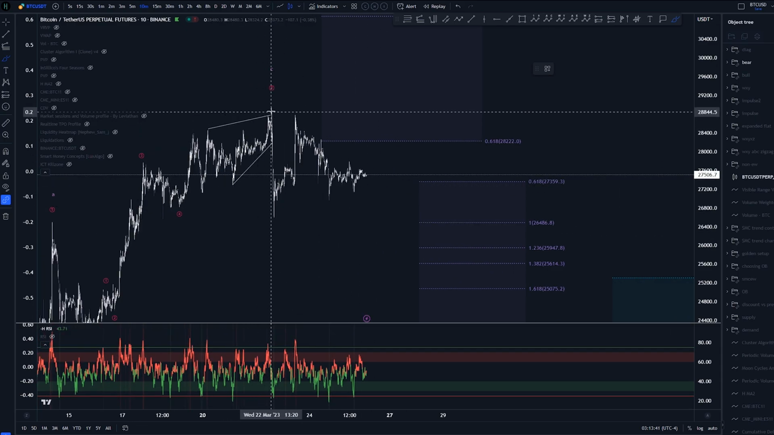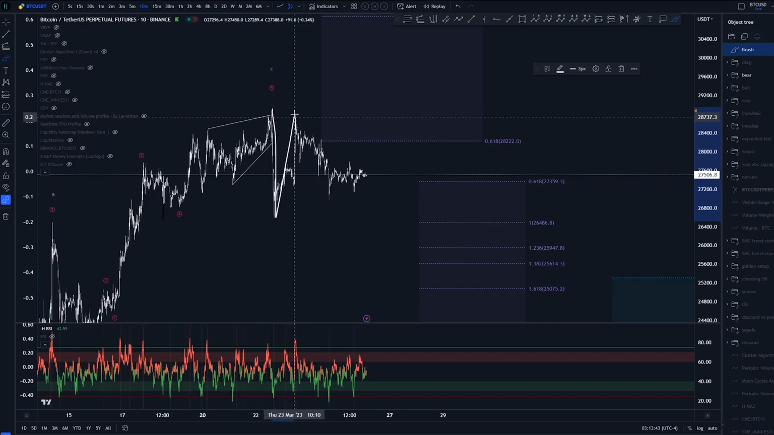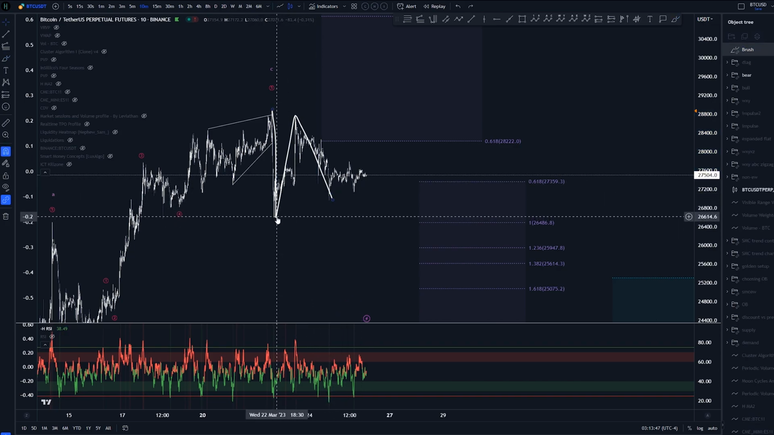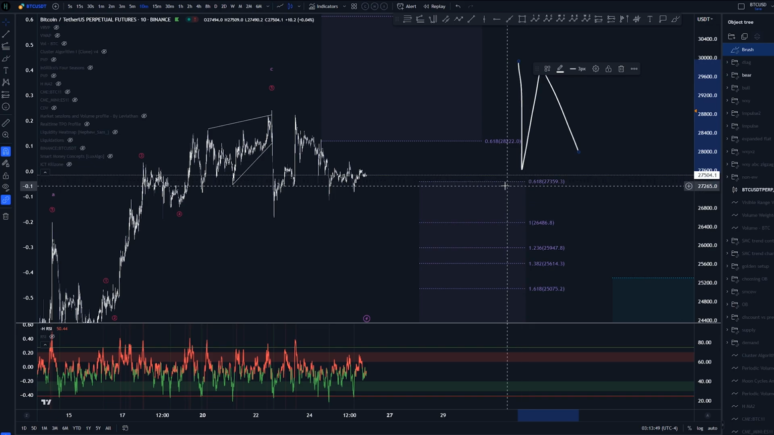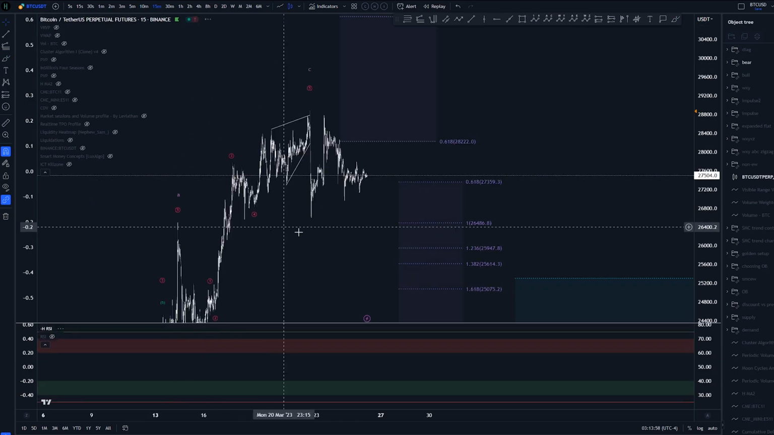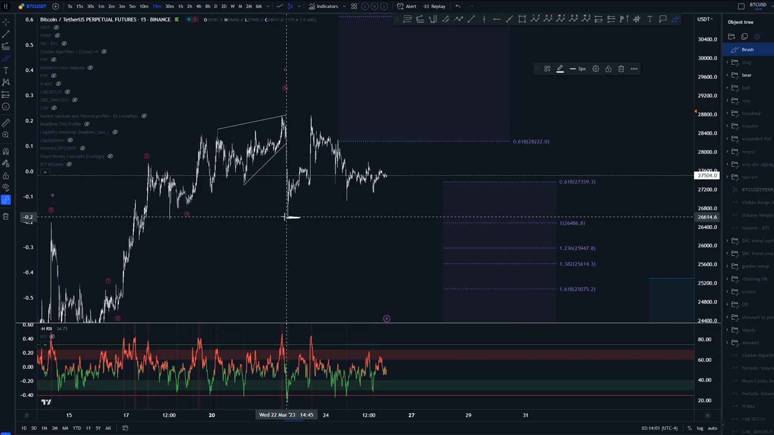Overall, what we had is a 3-wave, 3-wave, and 3-wave. However, this does not take out the lows here, and that would mean that it would become a truncated 3-wave structure, and that is something that, again, I don't really like. So what I'm searching for here is to take out this low here.